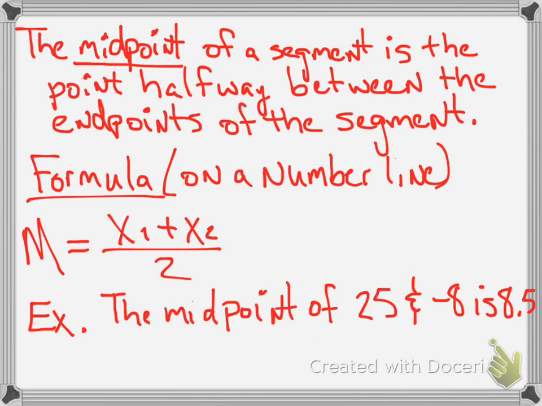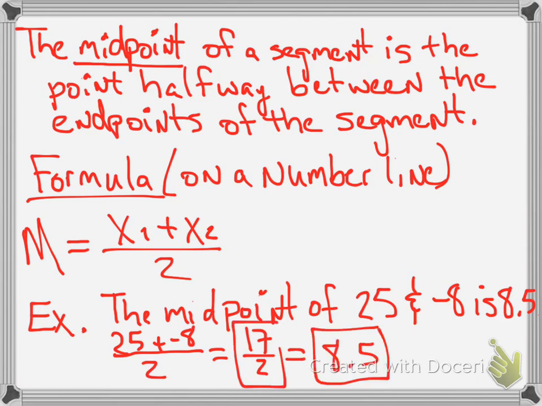Okay, and so you can see here in this example, I'm saying the midpoint of 25 and negative 8 is 8.5. The reason why is because if I add 25 and negative 8, I would get 17, and 17 divided by 2 is 8.5. Now, if you left it as 17 over 2, I would be more than happy with that. You can do that. That's okay. All right, so the next part.